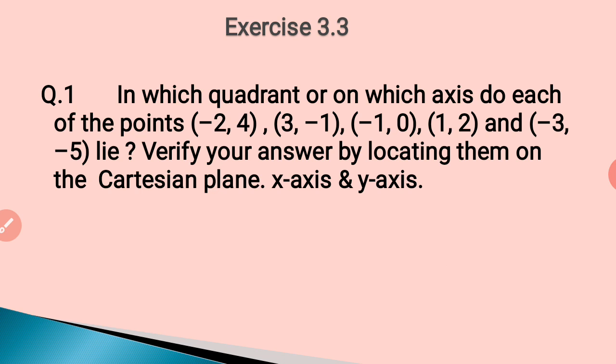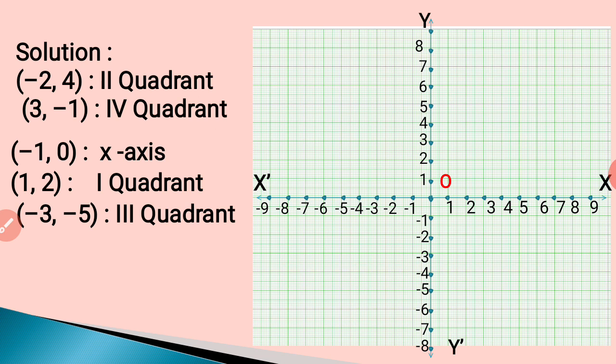Now here we are starting with exercise 3.3. In which quadrant or on which axis do each of the points lie? Verify your answer by locating them on the Cartesian plane, that is x-axis and y-axis. Wherever they are, we are going to plot them there. Here we have already drawn the x and the y-axis on the graph paper.